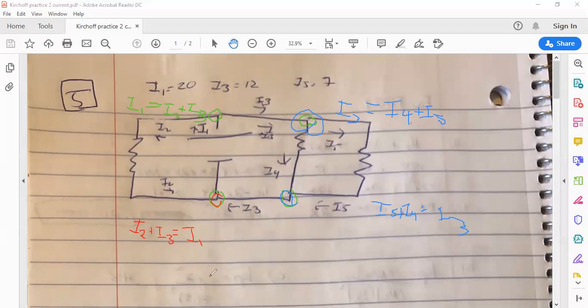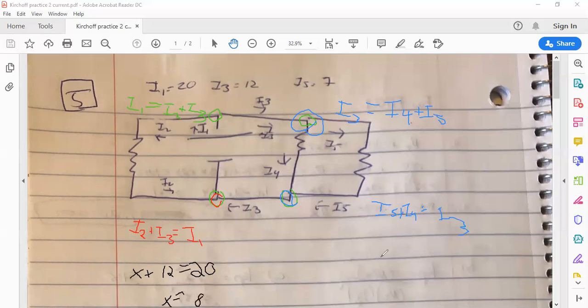We're given that I1 is 20. We're given that I3 is 12. I2 is X. So we solve for X. X is 8.